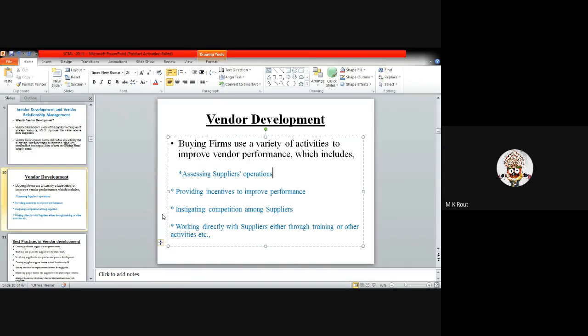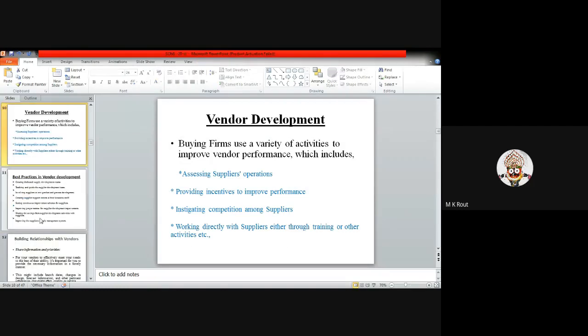The next part is that they are also tracking these activities through implementation of different IT tools. And finally, if the product has reached the destination, they will provide the delivery report to the manufacturers. So these are the different activities of supplier operations. In case of vendor development, these activities start from assessing supply operations, providing incentives to improve performance, instigating competition among suppliers, and working directly with suppliers either through training or other activities. So these are the basic points included in vendor development.